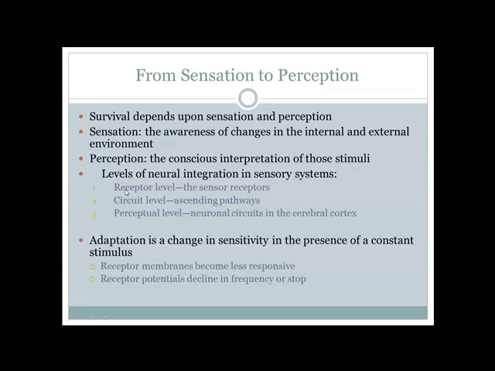Okay, it can happen at the receptor level, at the circuit level, or at the perceptual level. Receptor level would mean that it's occurring right where the touch or the sensation is occurring. So if I touch the table, it's going to be happening right in my fingertip. For the circuit level, that will be the ascending pathway. So that would be my tract carrying the information to my brain. And perceptual level is when it gets all the way up to the brain.